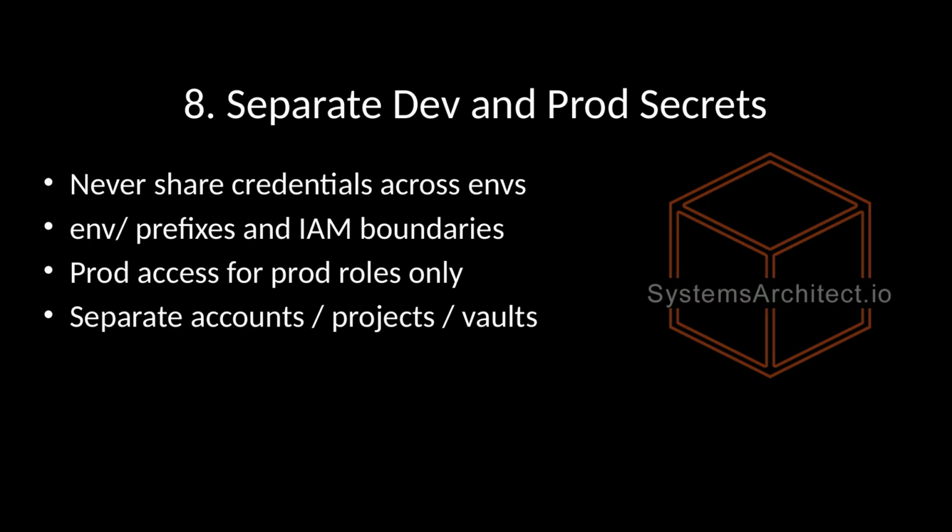Eighth, separate dev and prod secrets. Shared credentials mean a laptop compromise or local SQL injection can hit production. Prefix names like prod/db/password, lock prod access to prod service roles, and make CI the only path that deploys code that can read prod secrets. Separate accounts, subscriptions, or projects give the strongest wall. VPC service controls and Key Vault firewalls add network isolation.